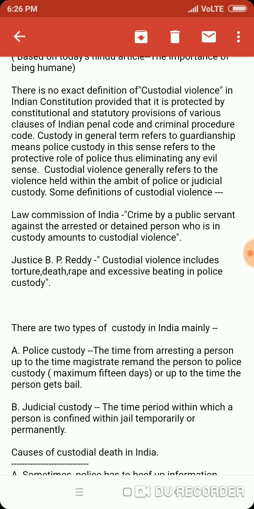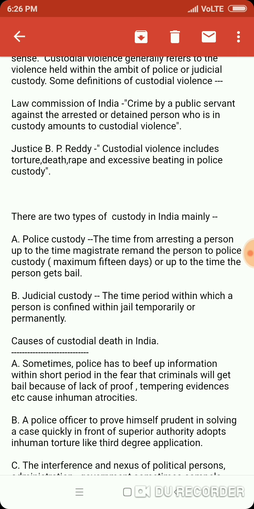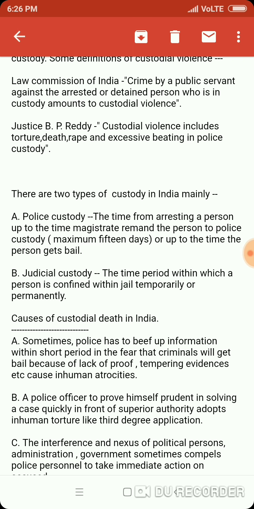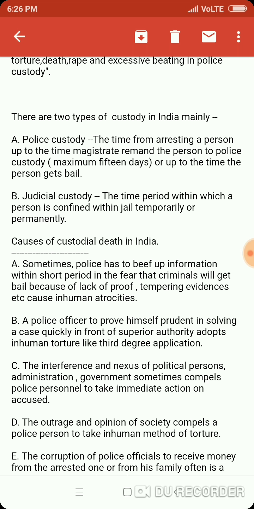So first we have seen the definition and provisions of custodial violence in India through the Constitution, the Criminal Procedure Code and the Indian Penal Code. Then let's see what are the two types of custody in India. There are two types of custody in India called police custody and judicial custody.